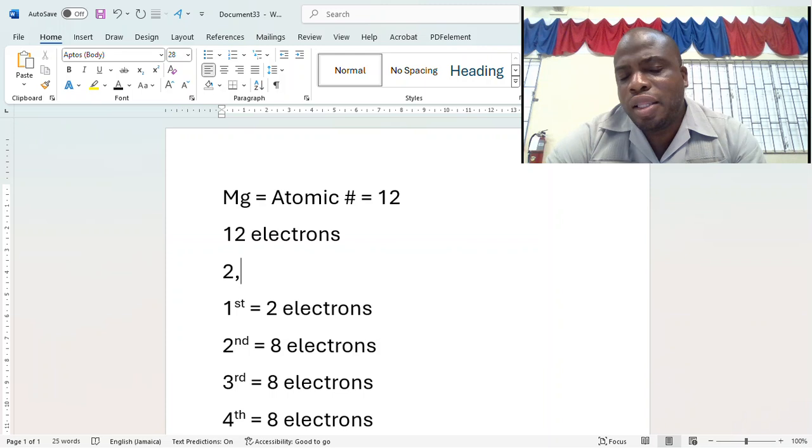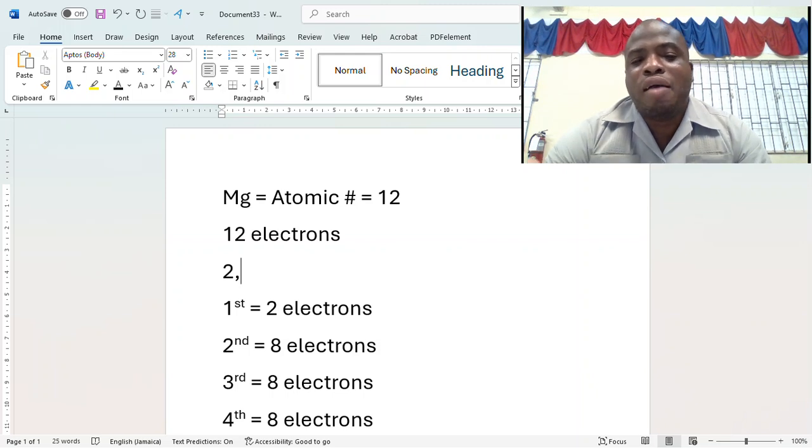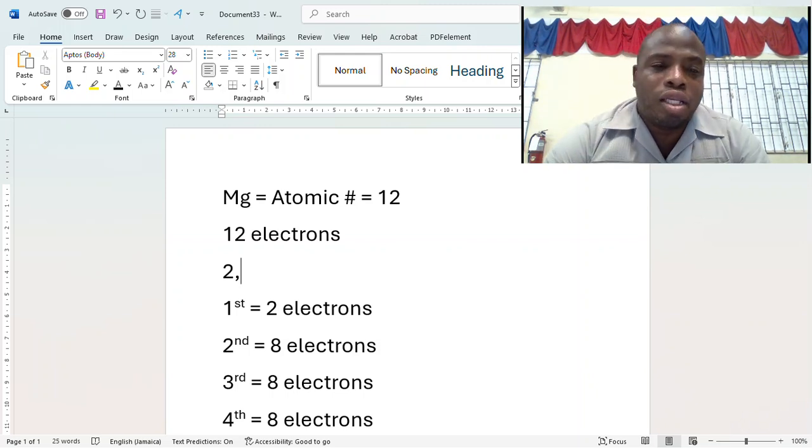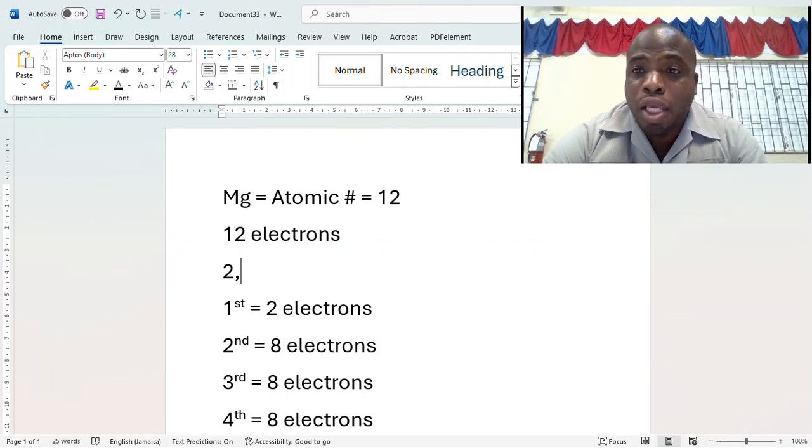One other thing that you want to bear in mind as well, and you can take it away because it will help you when you're doing your structure and bonding: elements, when they have their electrons on their shell, the electrons like to pair up. So the electrons like to have a pair.